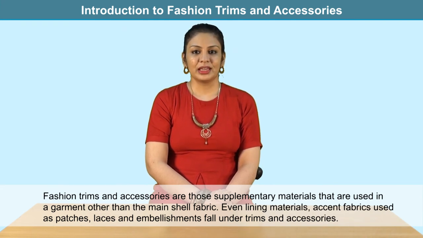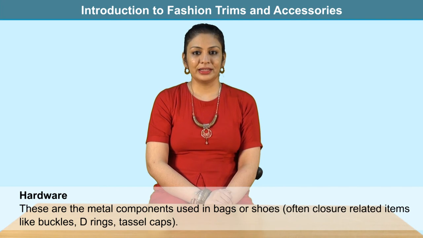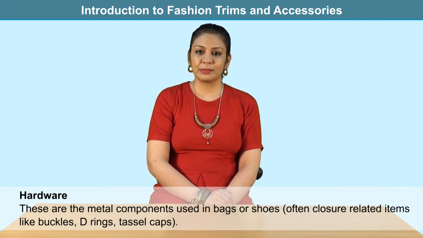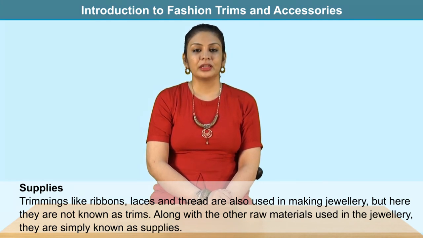The same trims can also be used in the making of fashion accessories like bags or hats. The metal components used in bags or shoes, often closely related items like buckles, D-rings, tassel caps, are referred to as hardware. Trimmings like ribbon, laces, and thread are also used in making jewelry, but here they are not known as trims. Along with other raw materials used in jewelry, they are simply known as supplies.